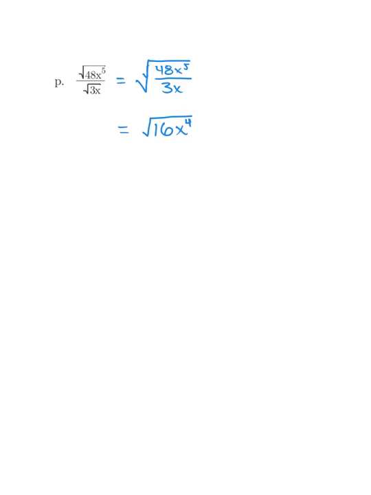Now this one is already a perfect square. 16 is a square and x to the fourth is a square. So we do not need to separate it, we just need to simplify it. So the square root of 16 is 4. And the square root of x to the fourth is x squared. If I write out x to the fourth, we can make 2 groups of 2. And so that is going to be my new exponent on the outside.